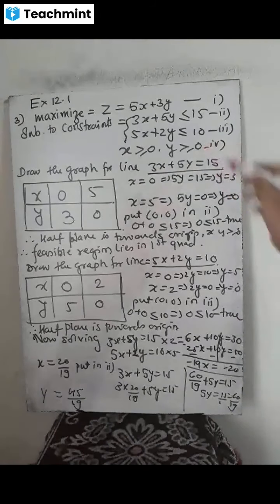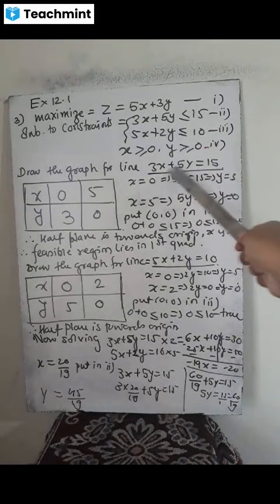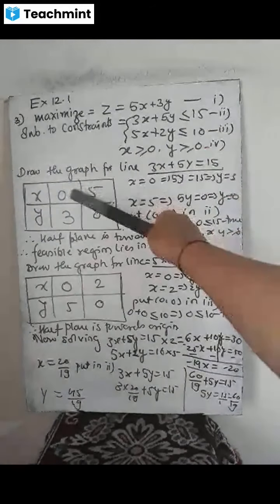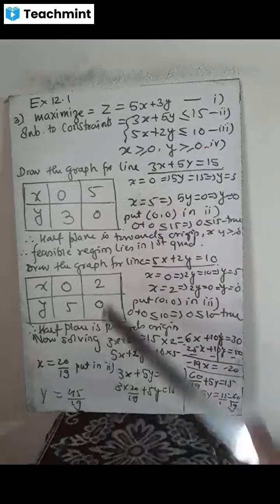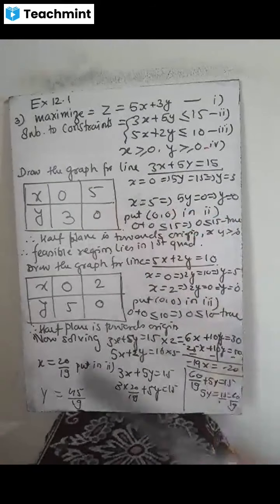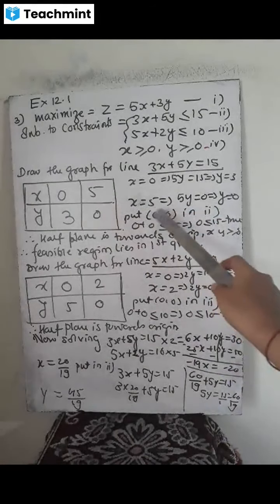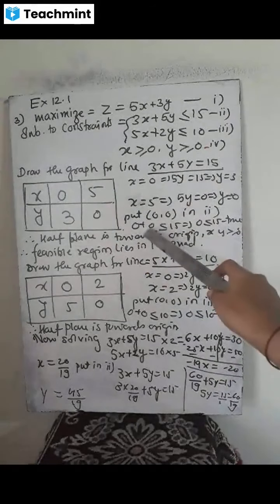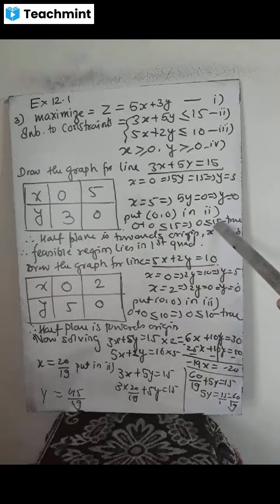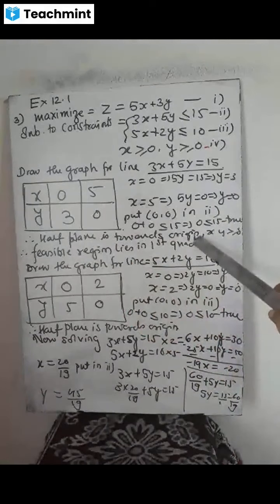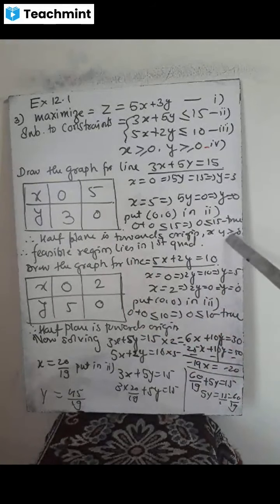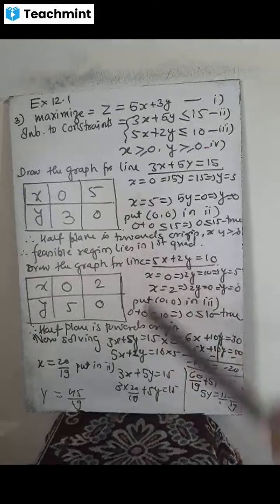So first of all we will draw the graph for the line 3x + 5y = 15. We convert this inequality into an equality. Putting x = 0 we get y = 3, and for x = 5 we get y = 0. Now put (0, 0) in equation 2 and you get 0 ≤ 15, which is true, and therefore the half plane is towards the origin. For x and y greater than or equal to 0, the feasible region will lie in the first quadrant.